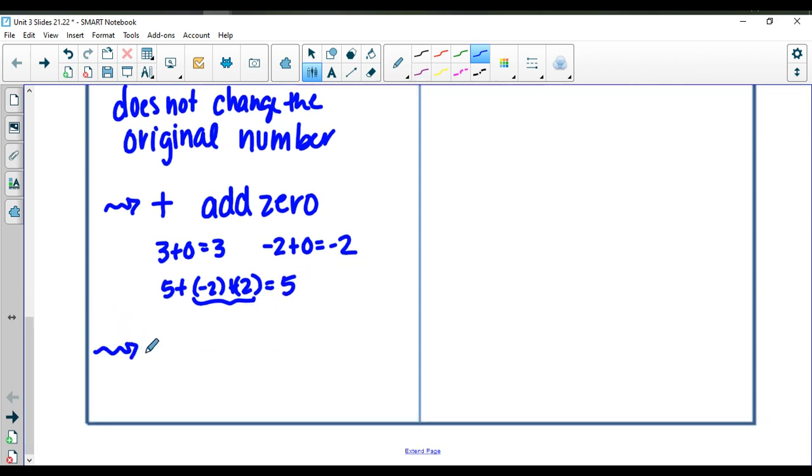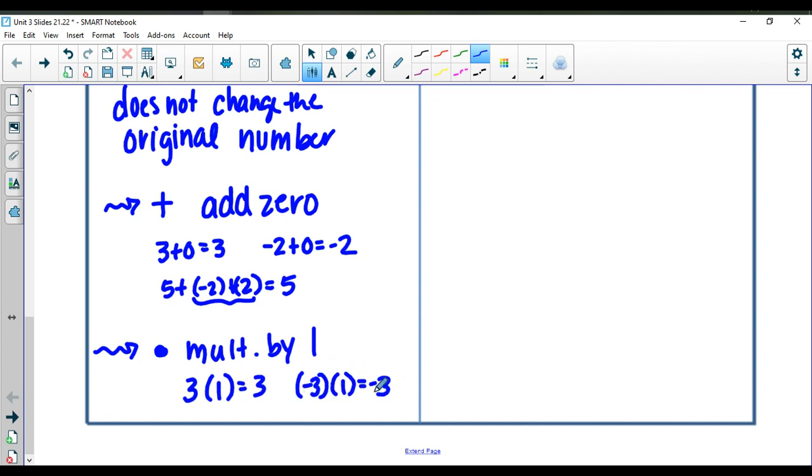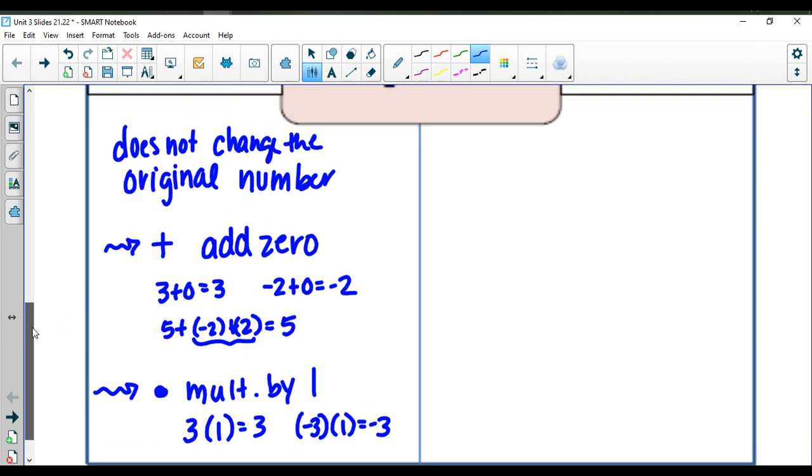Thinking about multiplication, what can you multiply by so that it doesn't change your number? If you said multiply by 1, that would be correct. So we are going to show an example here of 3 times 1, which would leave us at 3. And if we had -3 times 1, that's still going to leave us at -3.